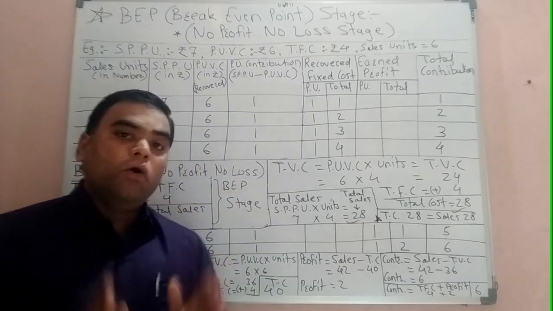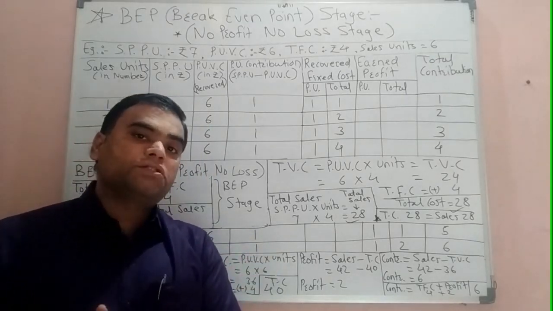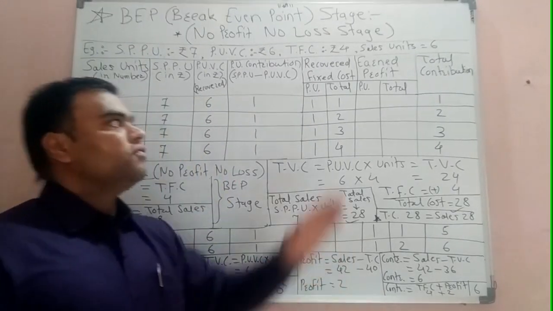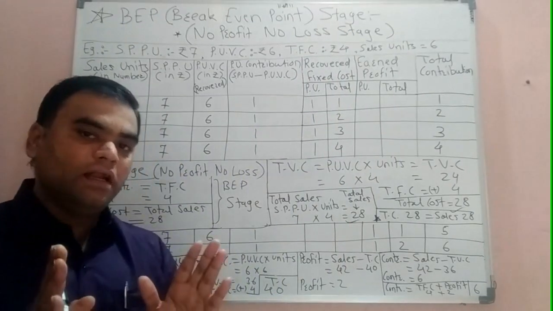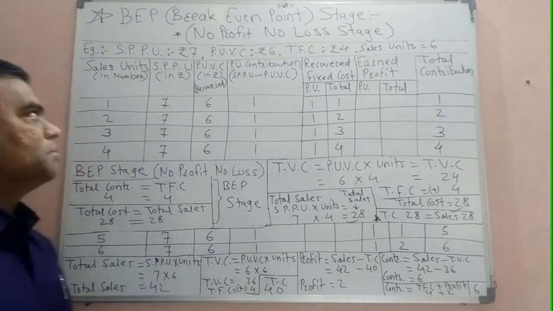How does the no profit, no loss stage come when our total contribution becomes exactly equal to total fixed cost? We are going to discuss how it happens with the help of one practical example. So let's start our practical example.